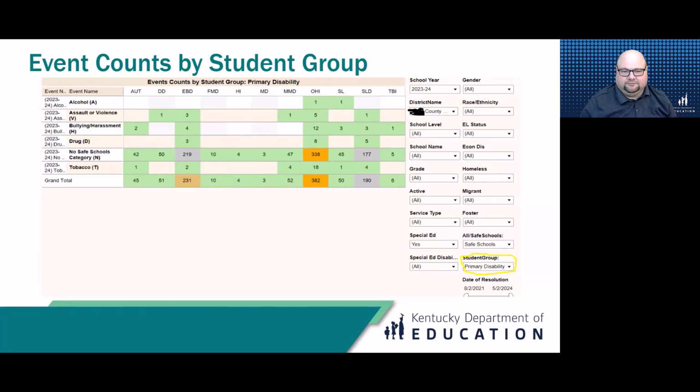I'll give you a clue. It's almost a tie by one student, or one incident, not one student. MMD has 52 total events. If you notice, your SLI has 50, your DD has 51. Most folks are surprised by that fact. Statewide, the number one group for behavior incidents is DD. It's K3. If you look at the data statewide. All right, if you'll go on to the next page, please.